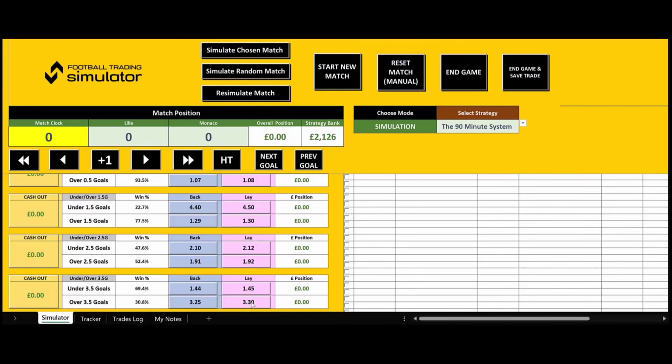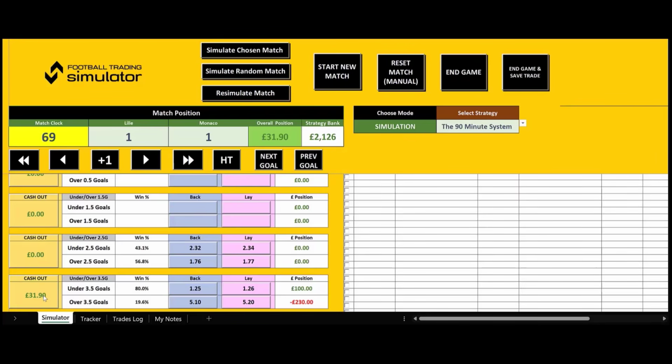All right, we've got a market here. This is Lille against Monaco from the French League, and let's process this. Let's go next goal and see how long we can go. So the first goal comes on the 42nd minute. We can take a green after that first goal. This is something to keep in mind with regards to the strategy. We get the second goal on the 69th minute, and we're still in green.